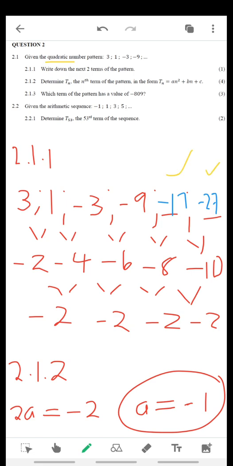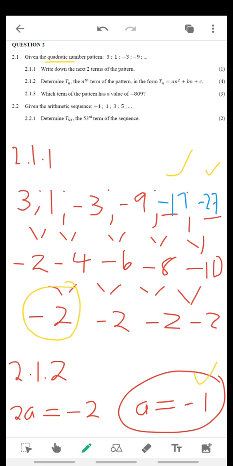Now let us go to 2.1.2. Determine Tn, the nth term of the pattern. We are looking for the nth term of the pattern. Remember, 2a will be equal to the first second difference there, which equals minus 2. Therefore, a equals minus 1.